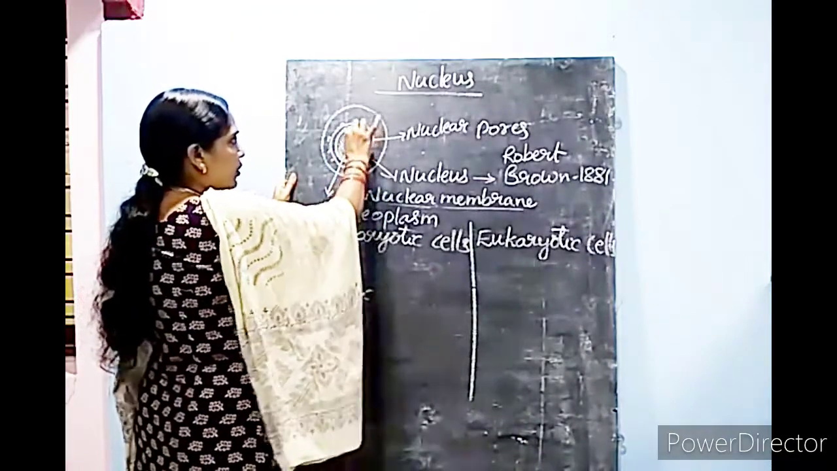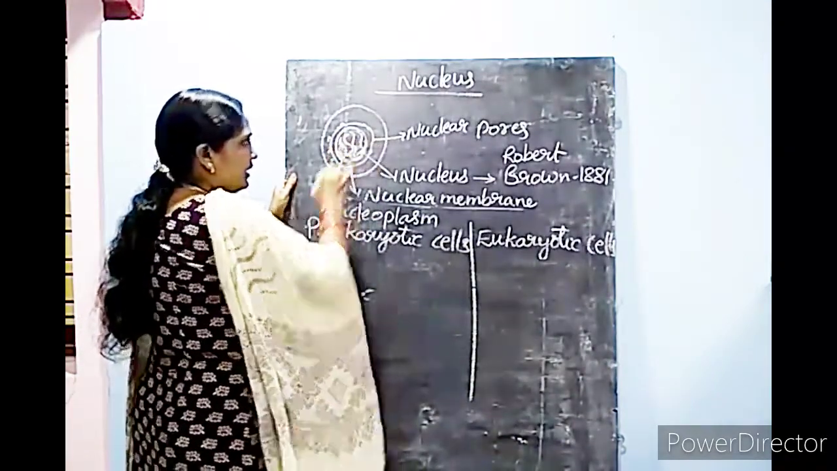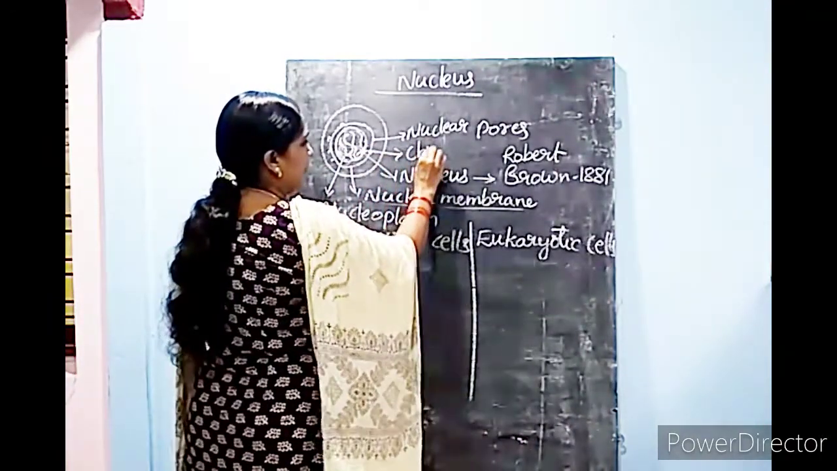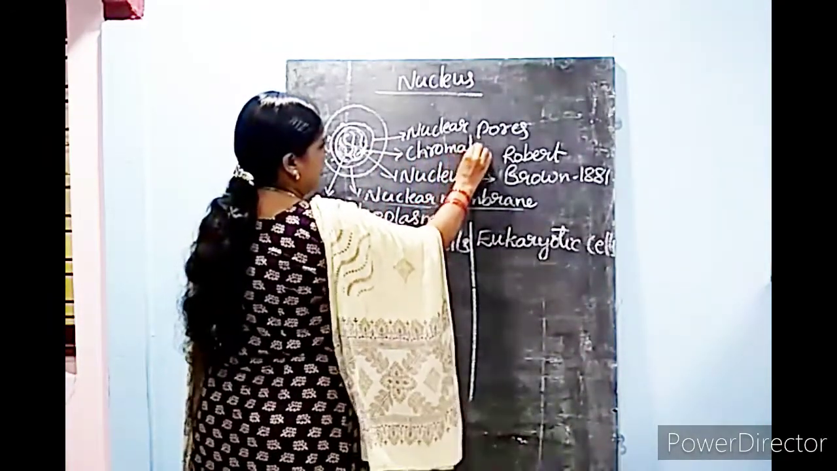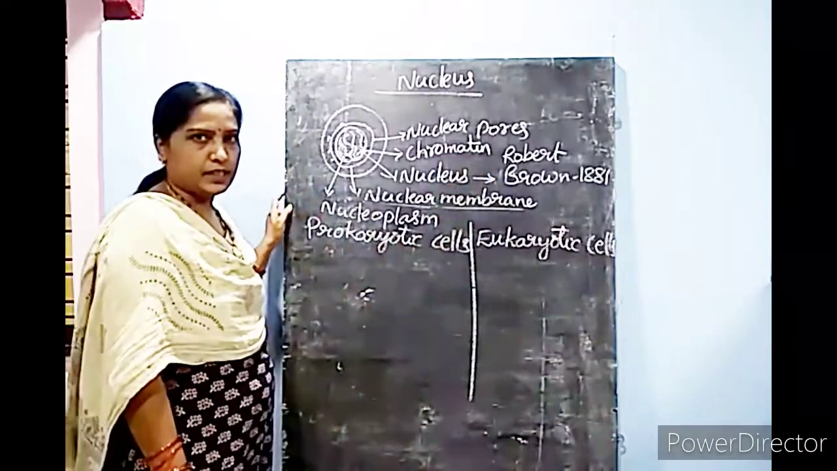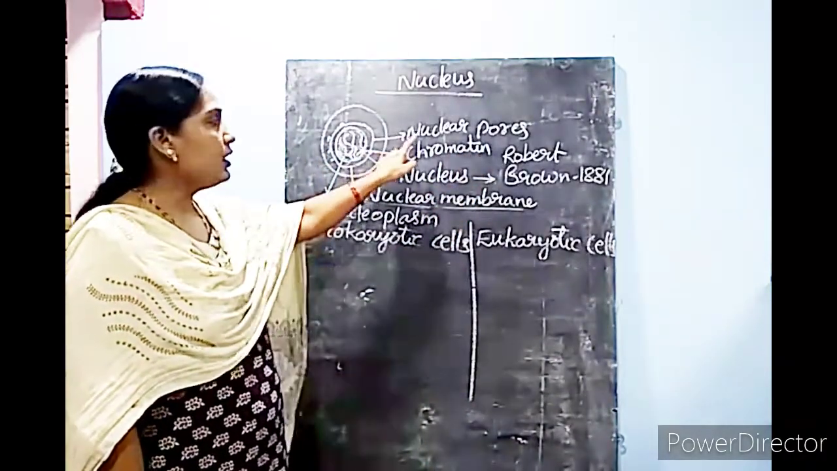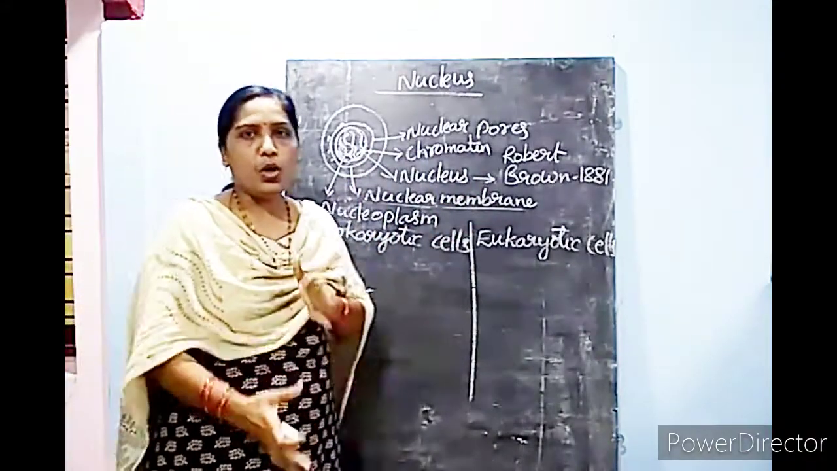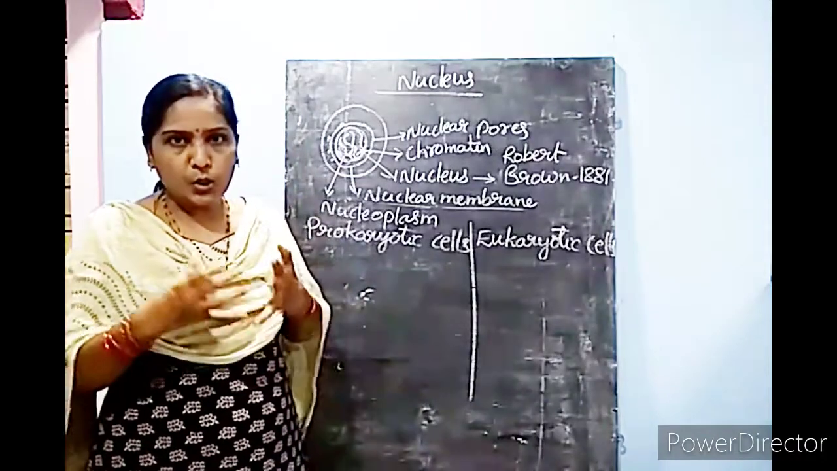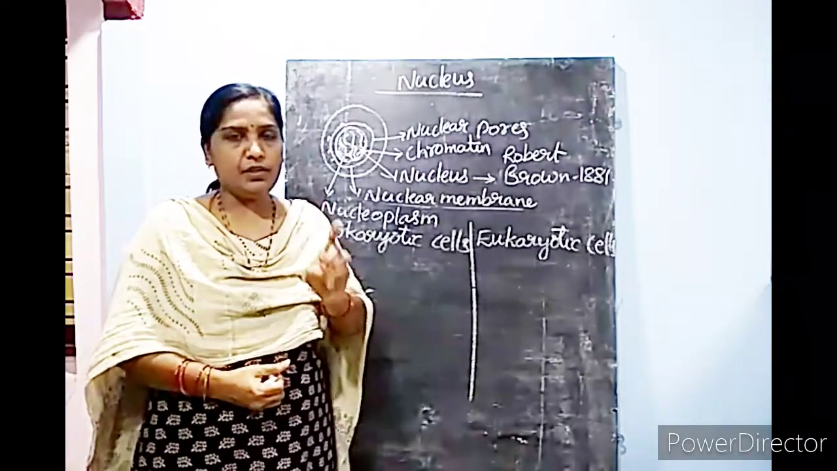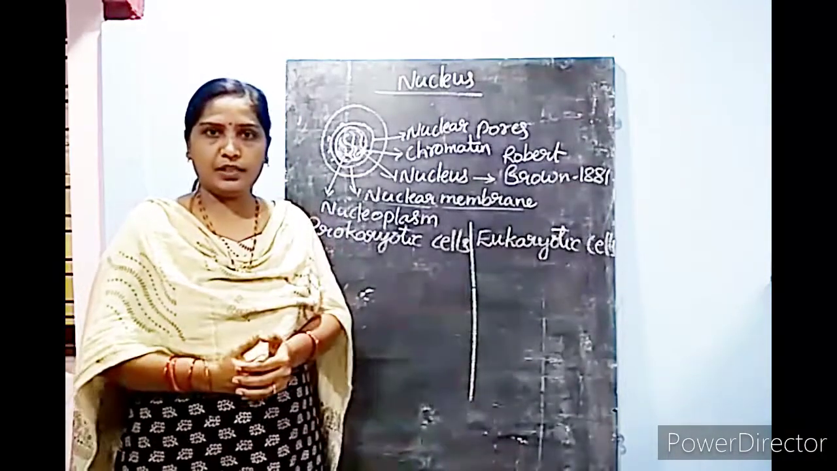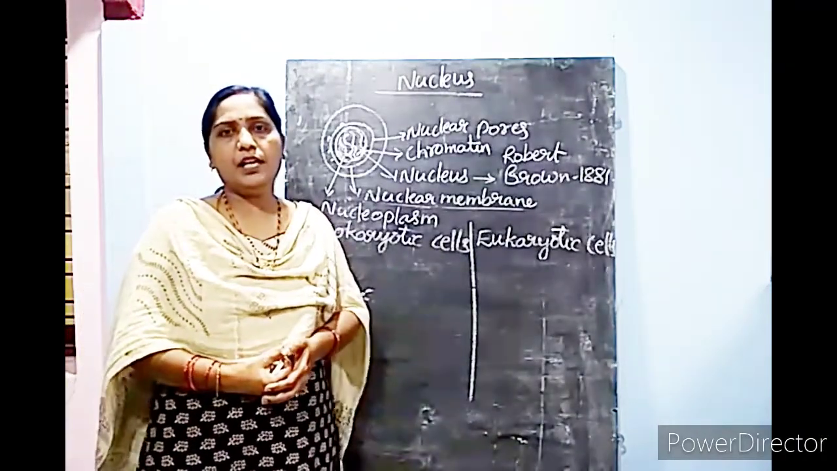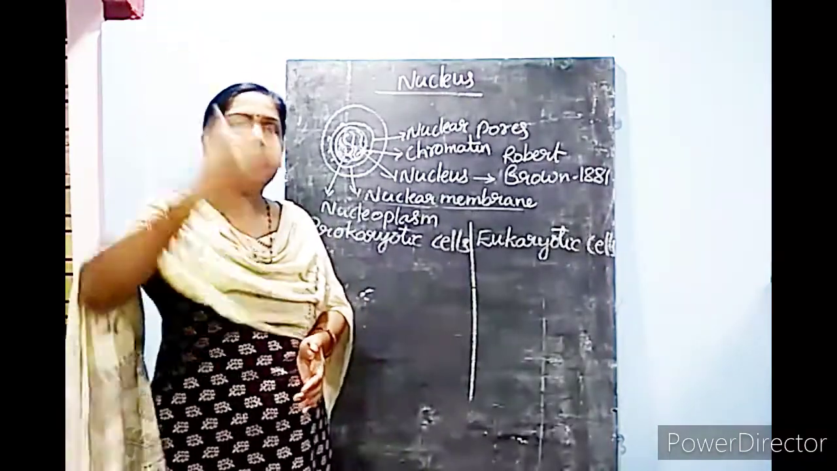Inside the nucleus, thread-like structures are present, which are known as chromatin. Chromatin is present inside the nucleus. You all know that every cell undergoes division and each cell will give two daughter cells. That means cell division takes place. Because of that cell division only, growth is taking place.